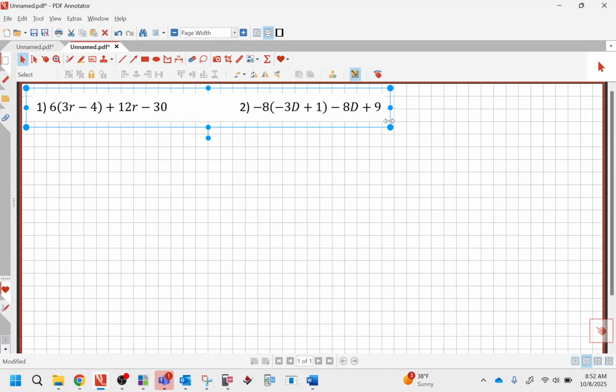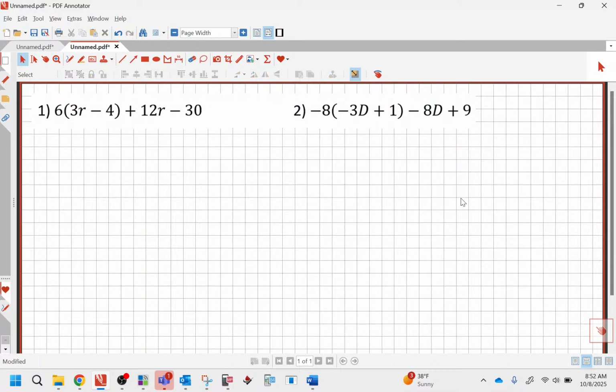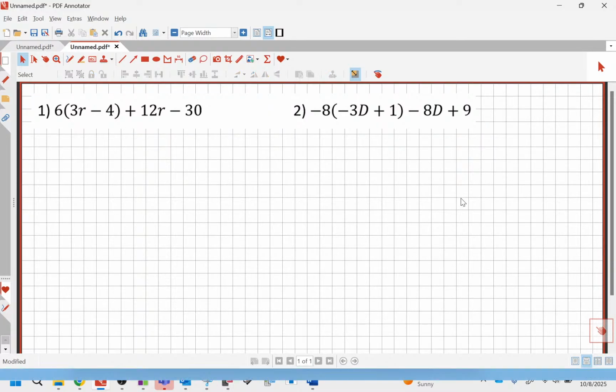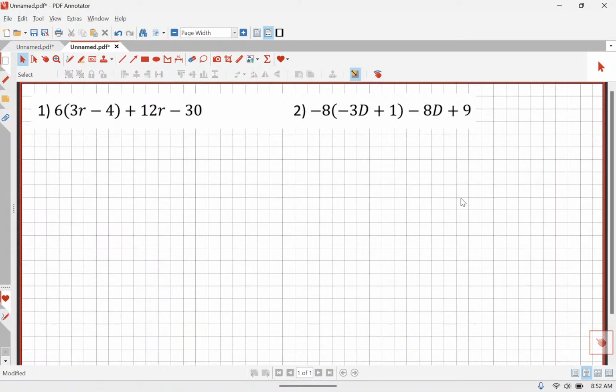Excellent. So to simplify an expression like these guys, we're going to start by distributing. That is the first thing that you should do, is we should distribute these into parentheses. So let's see if I can get a little help. Annie, on number 1, how would you distribute into parentheses, and what would that give you?